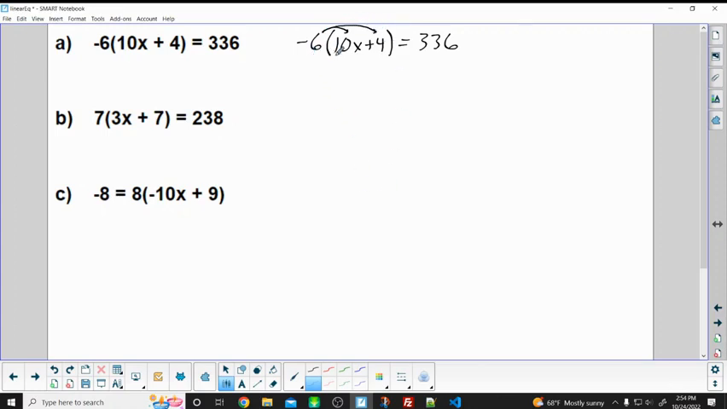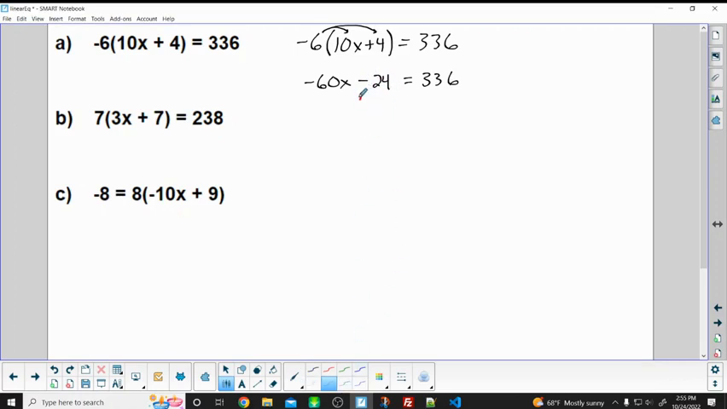So it's negative 6 times 10, that's negative 60x. And then we have a negative times an addition of 4. It's almost like a negative times a positive comes out negative, but this will be subtraction. Just make sure you know that this is subtraction of 24 is equal to 336. Now that we did the distribution, we address the subtraction of 24.